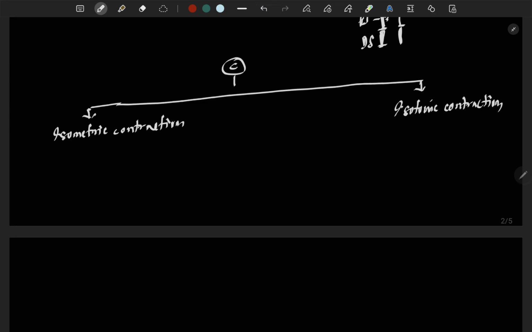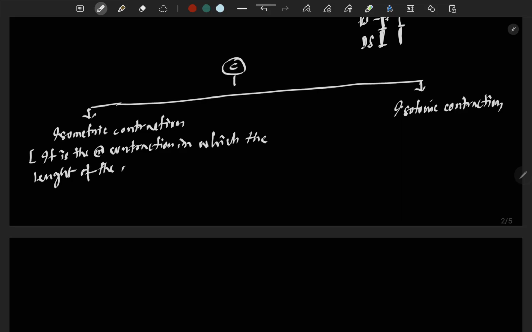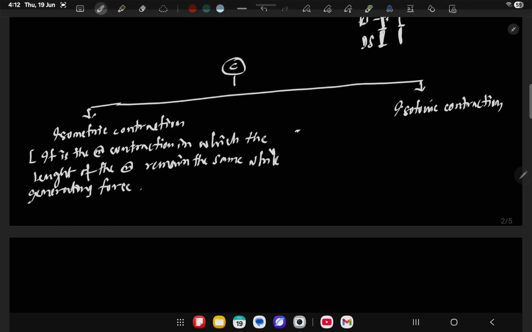What is isometric contraction? It is the muscle contraction in which the length of the muscle remains the same while generating force. Okay.